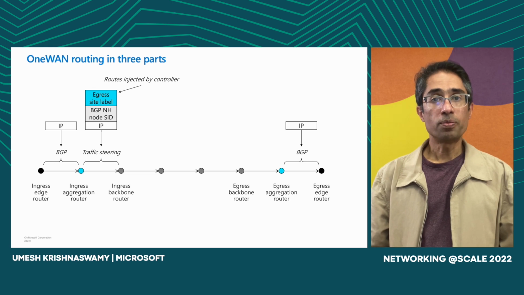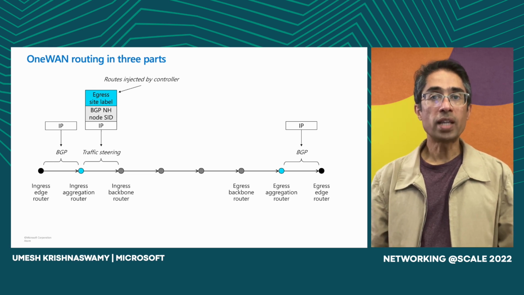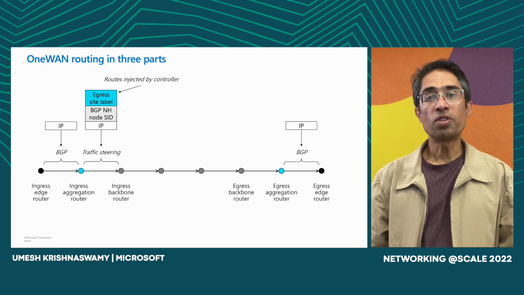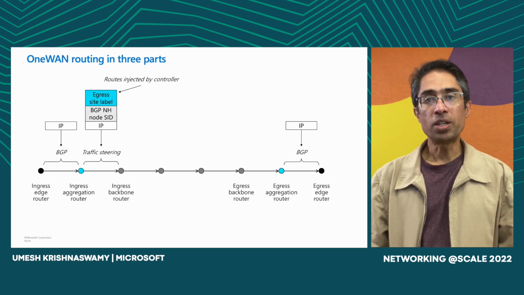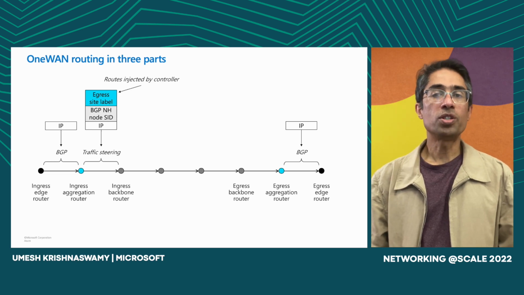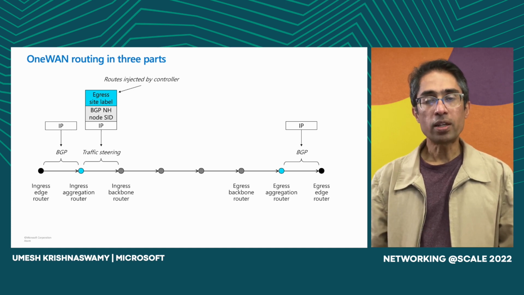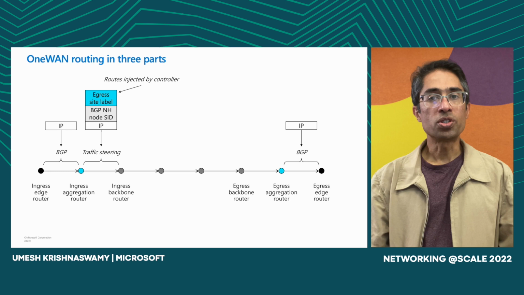The controller also adds a second label, which is the node segment identifier of the destination aggregation router. Anytime we want traffic to use ISIS routes, such as in a fallback scenario, we simply pop the site label and traffic uses segment routing.